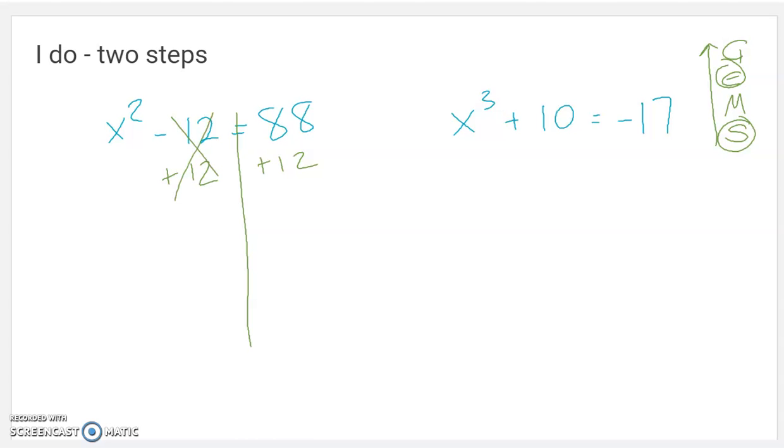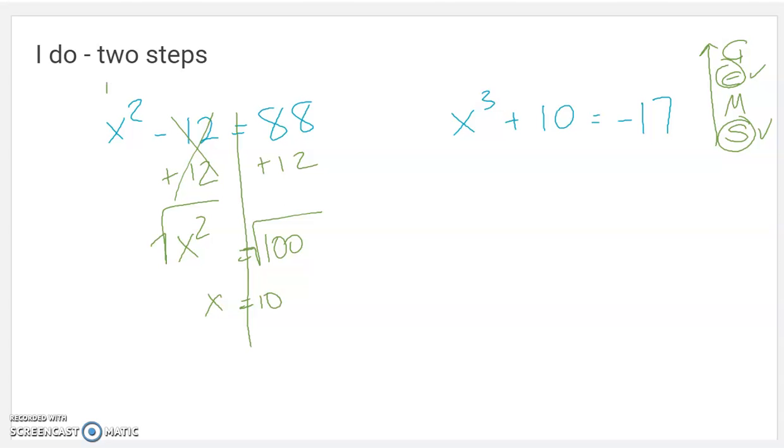Negative 12 and 12 make 0. That's why we do that. So x squared would equal 100. Now I've done the subtract and add. Now I do the exponent one. So x is being squared. The inverse operation is square root. And I would get x equals 10.